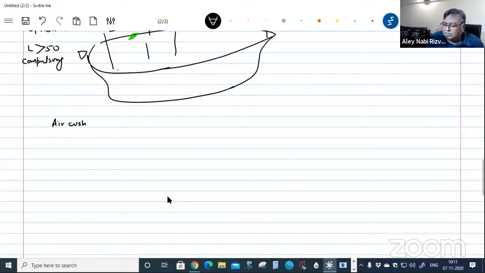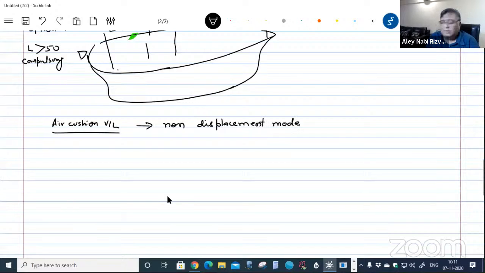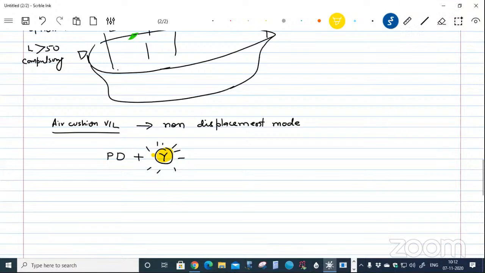An air cushion vessel when operating in non-displacement mode. That means it is not floating. It is not displacing water. So what are the lights? Simple. This is a power driven vessel plus all round yellow flashing light. I will write like this: yellow all round flashing light. I think I can do the color coding here. Is that clear? Yes, sir.